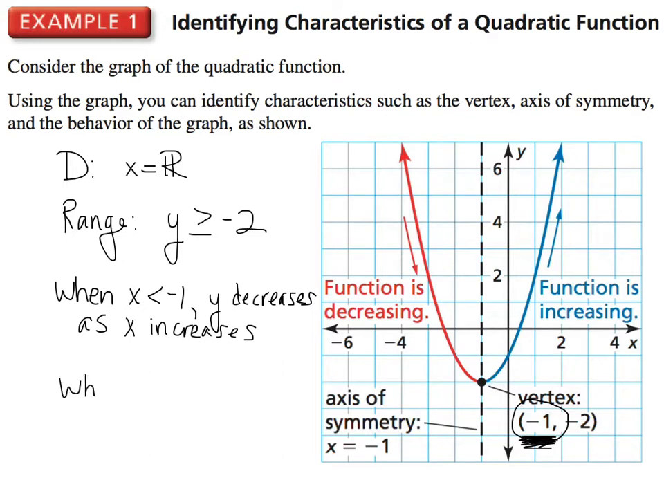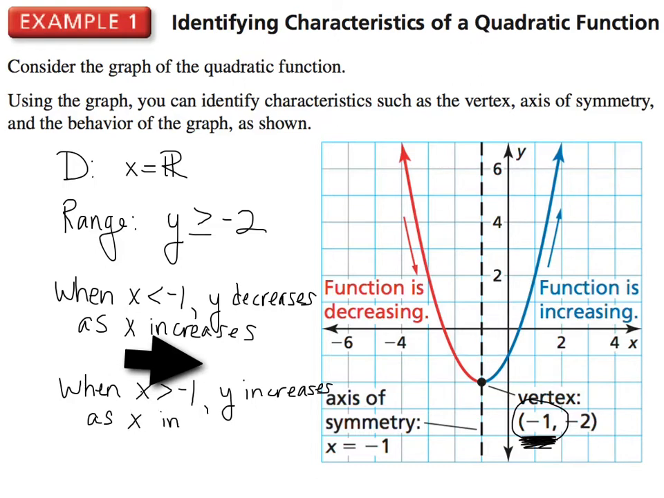However, when x is greater than -1, what happens? As x is going this way, when x increases, what's happening to y? Y is also going up. So we could write y increases as x increases. Y increases as x increases.